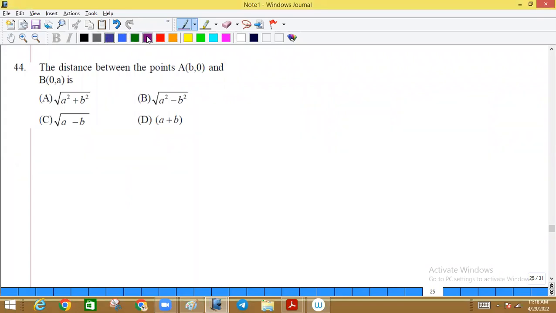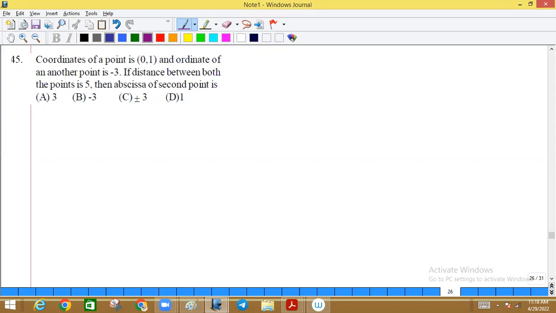See there. The distance between the points (a, 0) and (0, b). What is the distance between the points? Under root of x2 minus x1 whole square plus y2 minus y1 whole square. Under root of a square plus b square. Simply the distance between the two points.